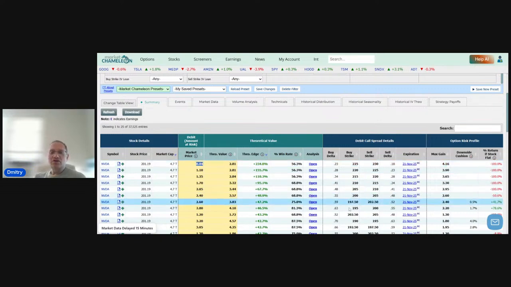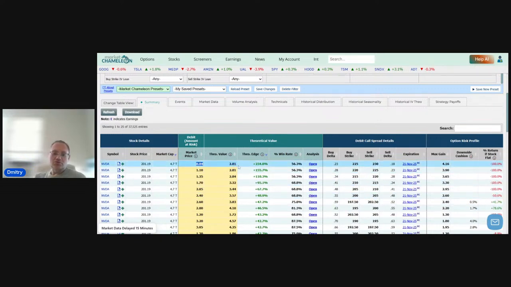And then we have these different metrics. So for example, here we see a theoretical price based on historical stock moves. This tells us the difference between the market price and theoretical price. So it's kind of where we're creating a theoretical edge. Here we have, based on historical stock moves, the probability of success.